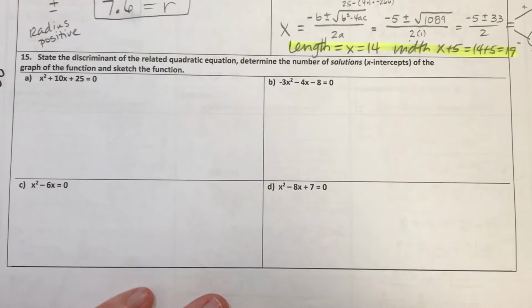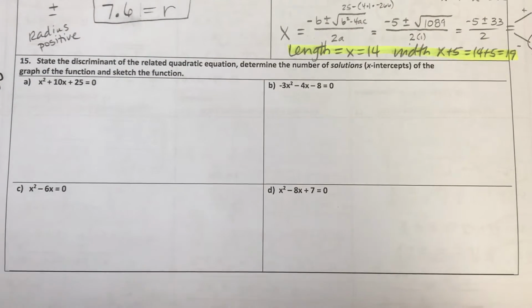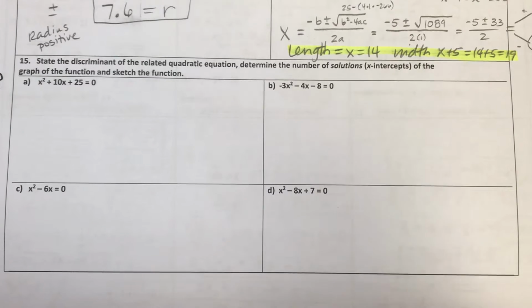In this video, I'm going to show you 4 examples of how the discriminant is related to the quadratic equation, and then we're going to determine the number of solutions, which are also called x-intercepts of the graph of the function, and then we're going to sketch it, roughly sketch it.